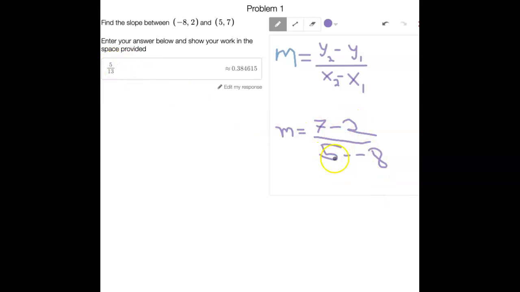You can see my answer there. 5 minus negative 8 is really 5 plus 8, so 13. So 5/13 is the slope here.